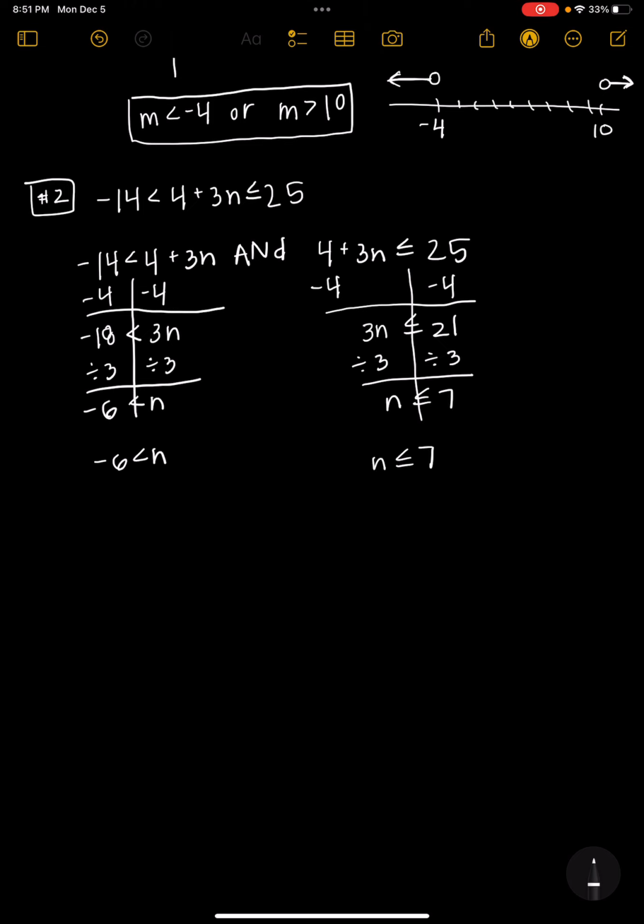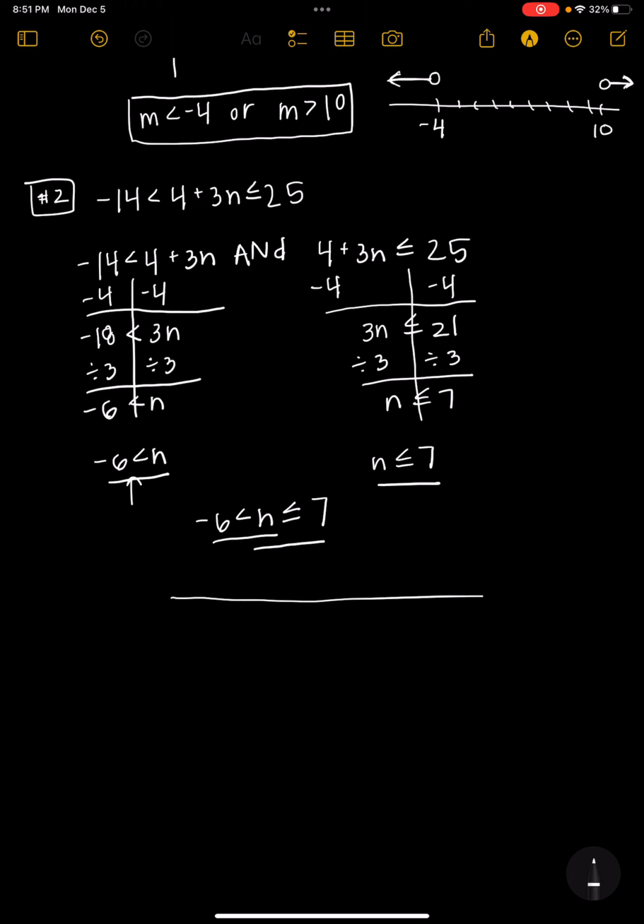So now what we can do, we can write the word and in between these two solutions, but we can actually mesh these together so that it's a number is less than n is less than or equal to a number. The n's just kind of mesh together into one n. So I can write it as negative 6 is less than n, which is the same as that inequality, and then is less than or equal to 7. So like this part is this, and this part is this, and it just kind of smashed together that n.